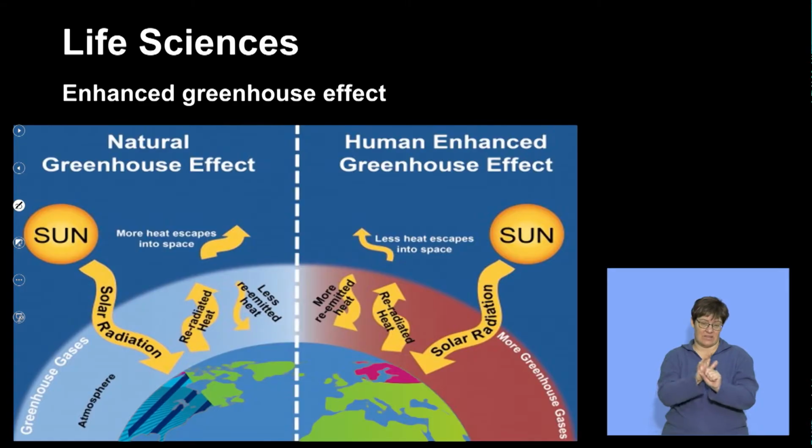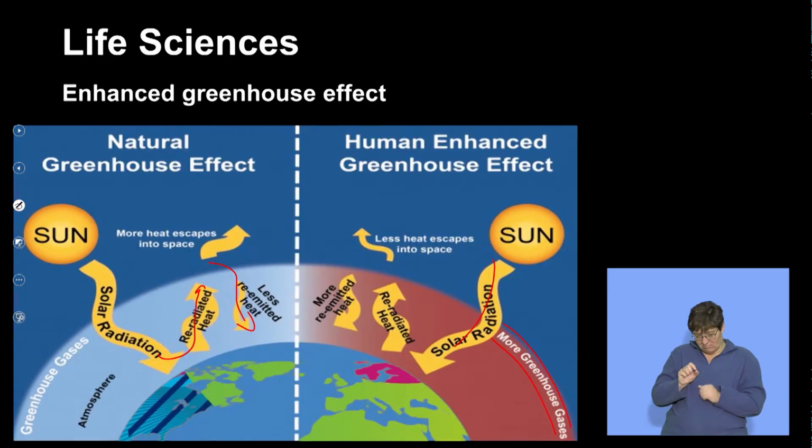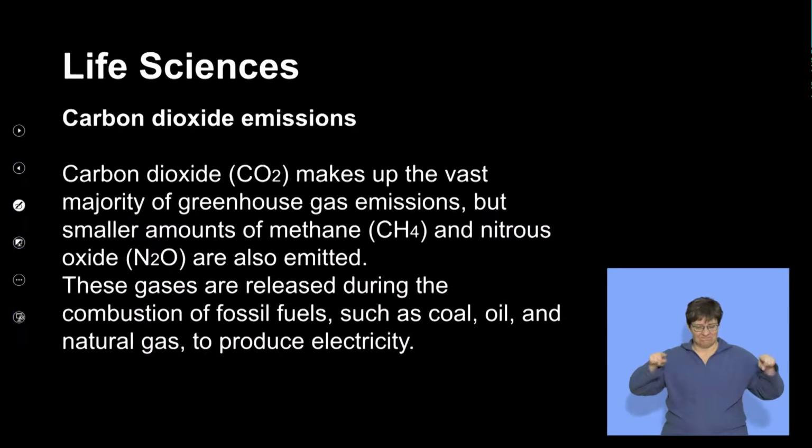So guys, as I mentioned, this is the natural process where some of that heat is then released back onto the surface of the Earth. However, with increased greenhouse gases, we find that more of the radiation is reflected back onto the surface of the Earth, increasing the temperature and the average temperature around various parts of the world.